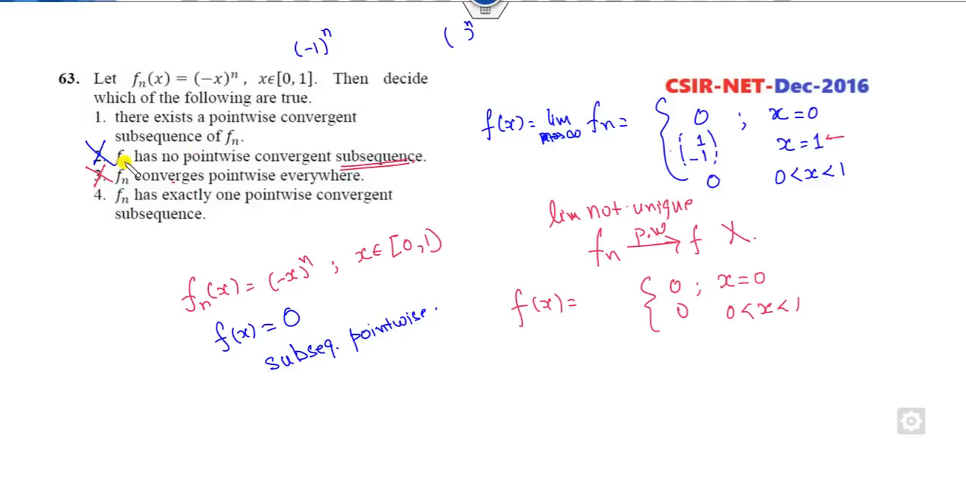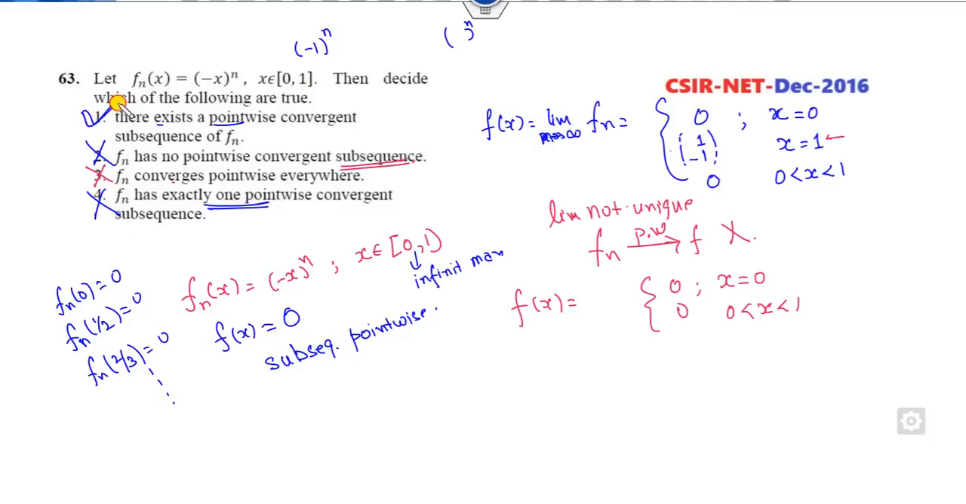Now the fourth option and the first option said there exists exactly 1 point. That's again a wrong option. How many points are there? There are infinitely many points. Like if I say fn(0), it will be 0. Fn of half, this is again a subsequence. Fn of 2 by 3, again a subsequence. So all are pointwise convergent. So exactly one, cancel out. There exists a pointwise convergent subsequence. That's the correct option.